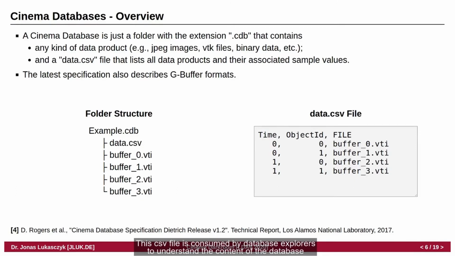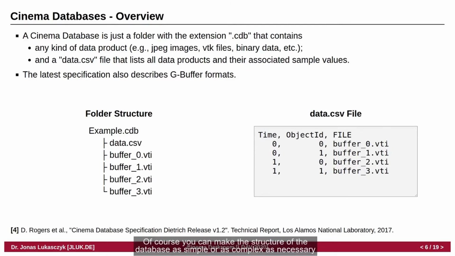This CSV file is consumed by database explorers to understand the content of the database and the axis on which it can be browsed. The example database on this slide just contains 4 geometry buffers in the form of VTK image files, where each buffer is associated with a timestamp and an object. That is all there is to create a cinema database.